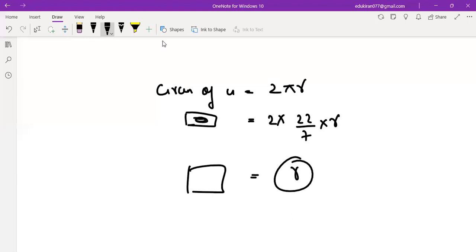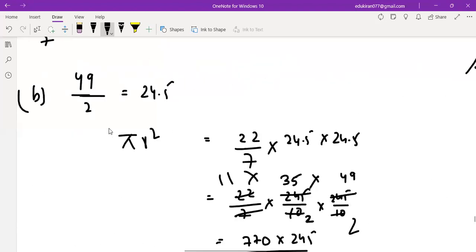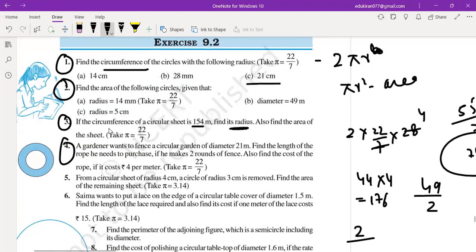Sure? Or do you want me to solve this? Ma'am, can we just try it? I already solved it, but I don't know if the answer is correct. Okay, try it. Can you explain it? The circumference is 154.